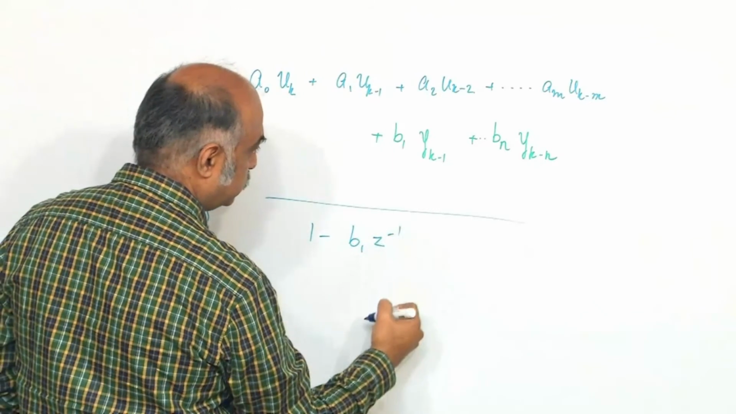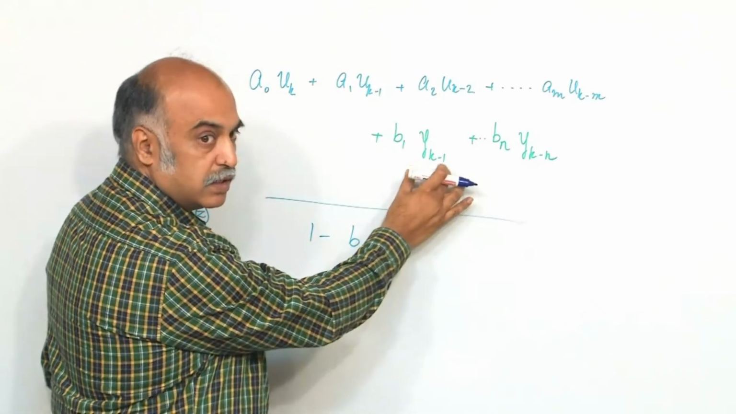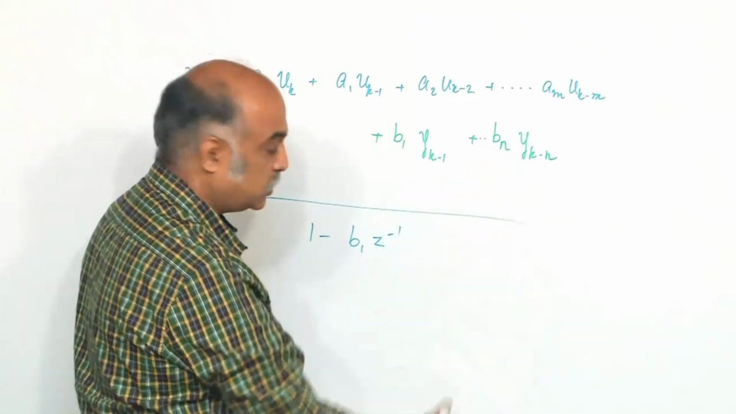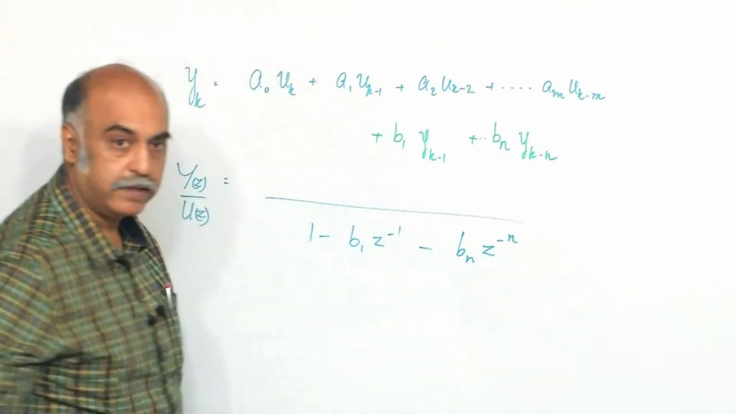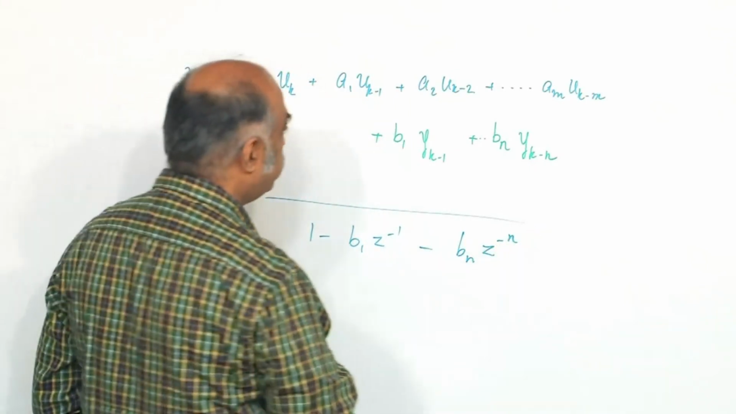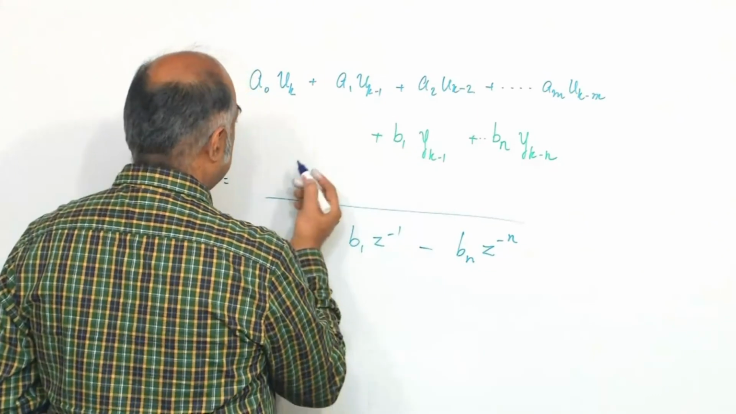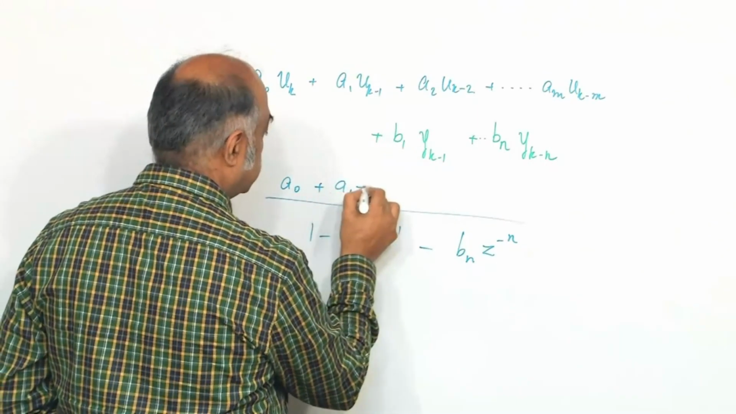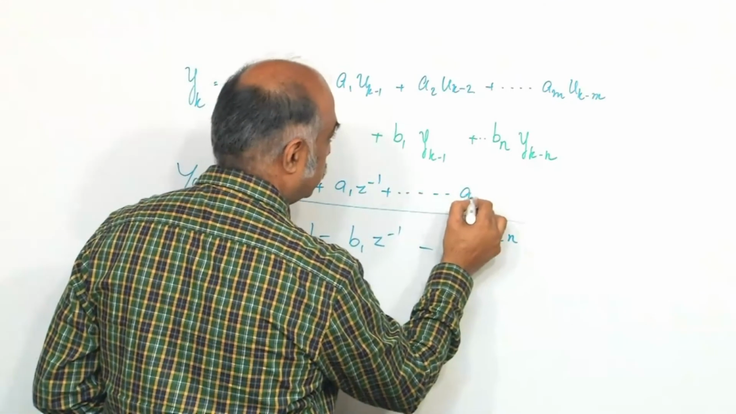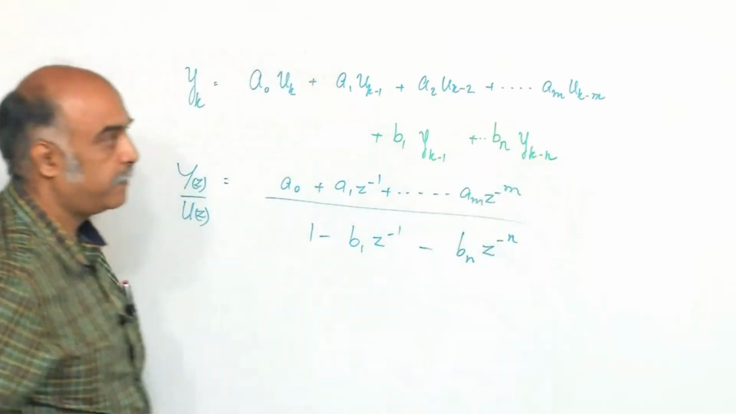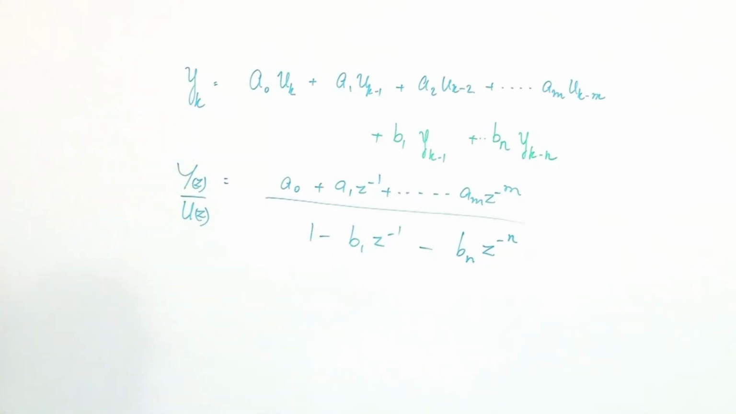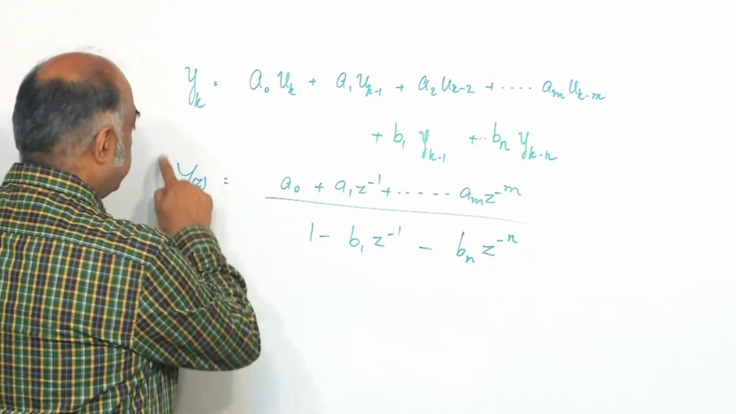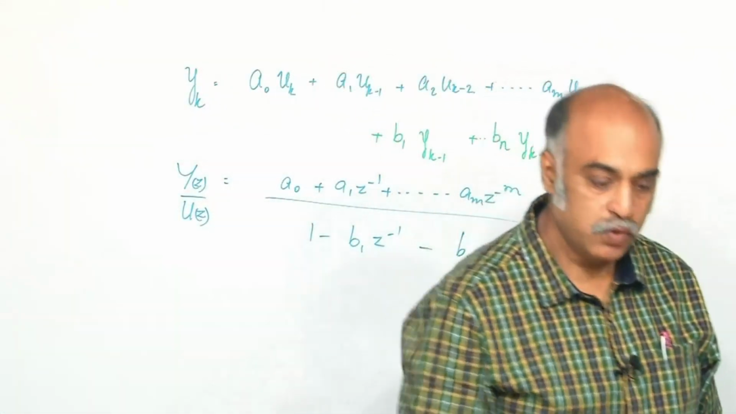b1, y of k minus 1 is nothing but y of z, z to the power of minus 1, up to bn, z to the power of minus n, right? And the numerator is a naught plus a1 z to the power of minus 1, and so on. So this becomes your transfer function.